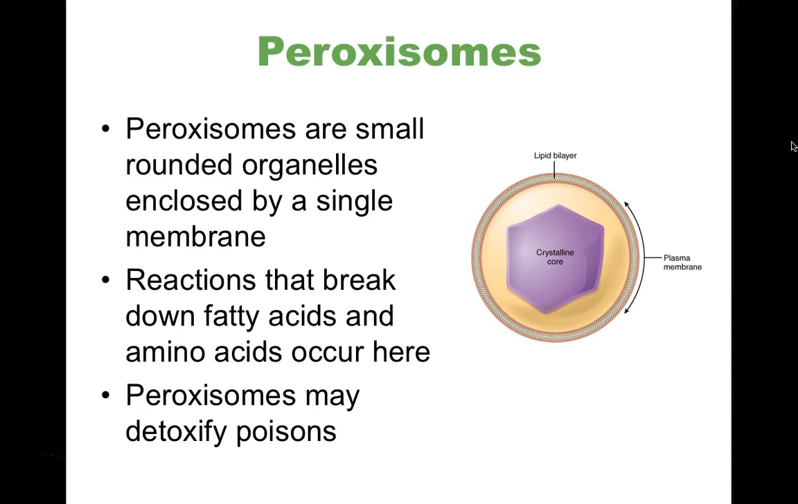Peroxisomes might also be a location where toxins or poisons can be torn apart. Not all types of cells have peroxisomes, but when they are present, that is one of the functions that can occur. And notice, for a peroxisome, it too has a type of membrane structure.